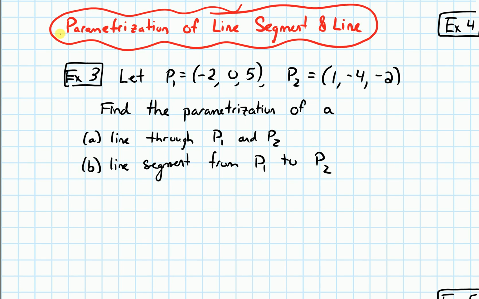In this video, we will talk about how to parameterize a line and a line segment. I'm going to do this with an example. Let P1 and P2 be these 2 points. We want to find the parametrization of, in part A, a line through the points P1 and P2. In part B, a line segment from P1 to P2.